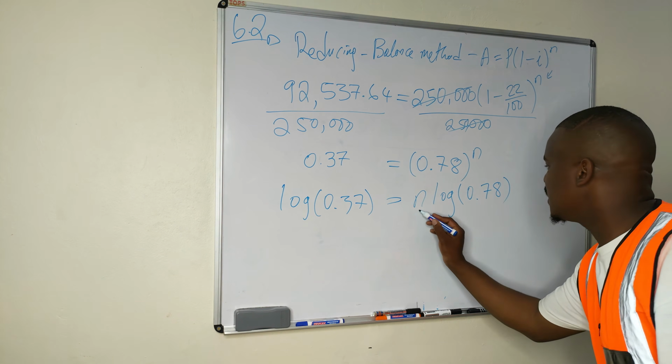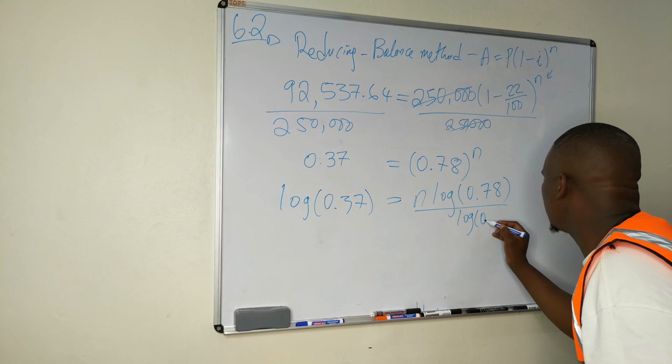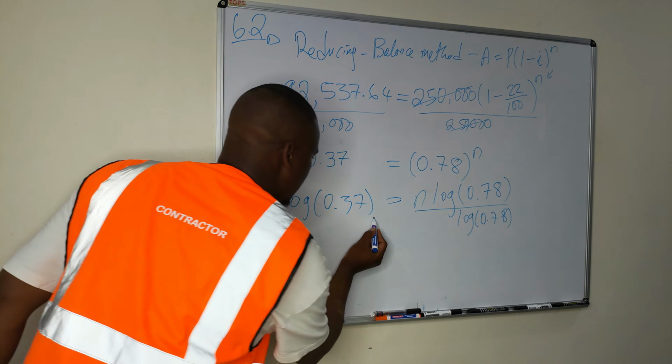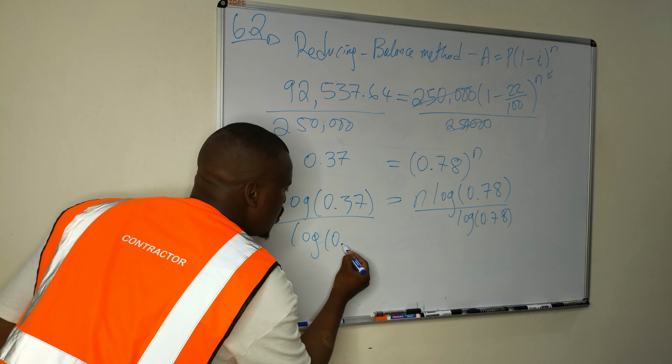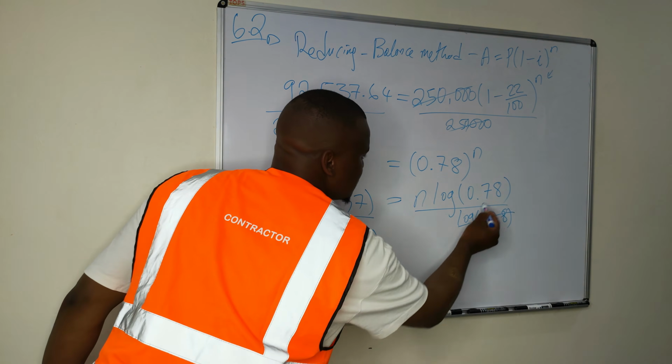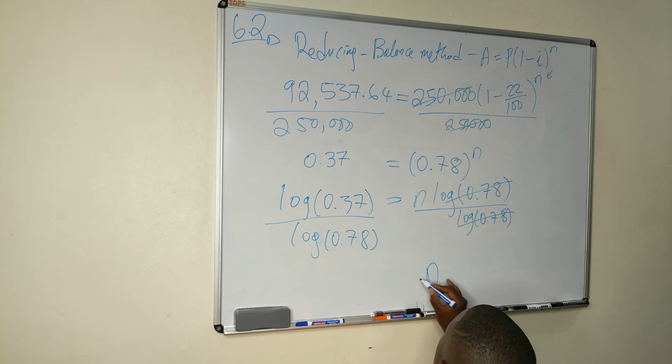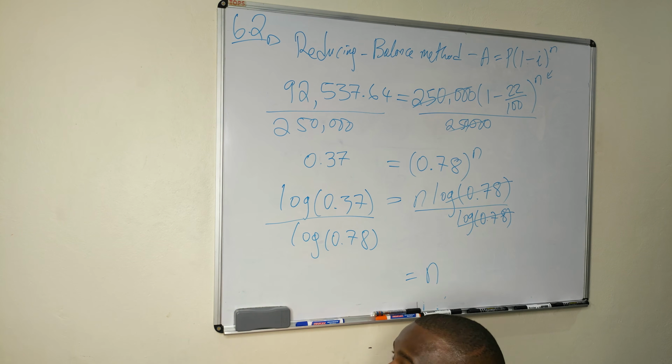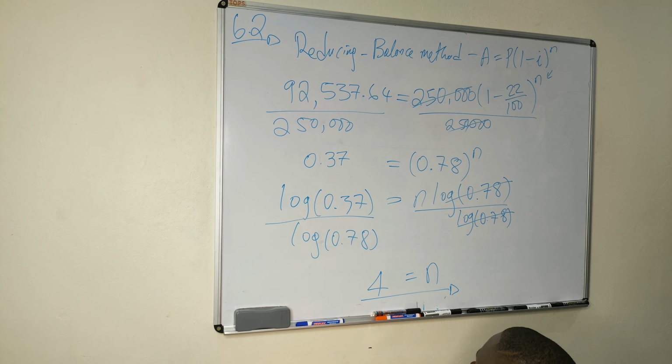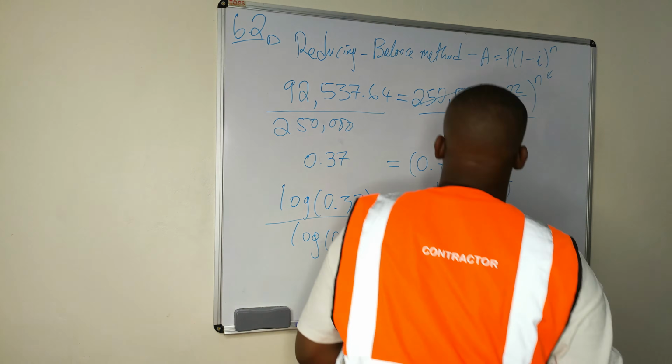Then once you have it in the front, you can divide by log 0.78, divide by log 0.78, then this and this are gone. So on this side you're left with n is equal to, punch this in your calculator and see how many years you get. So you say, okay, my log of 0.37 divided by log of 0.78. You'll find that your n is equal to 4 years. n is equal to 4 years.